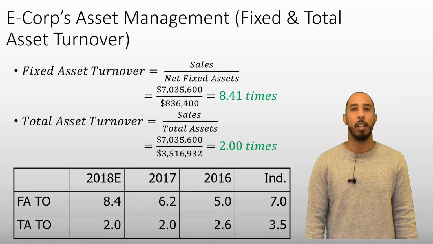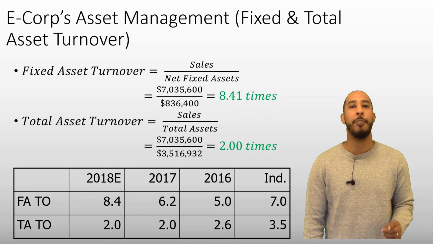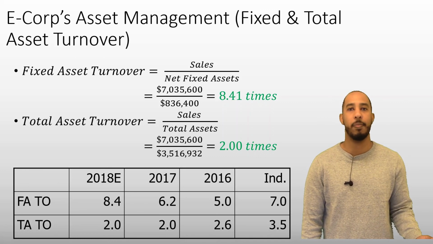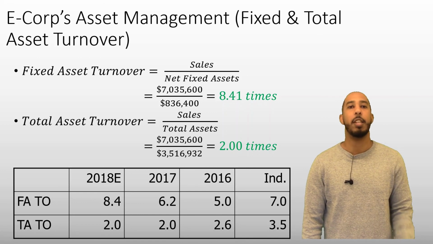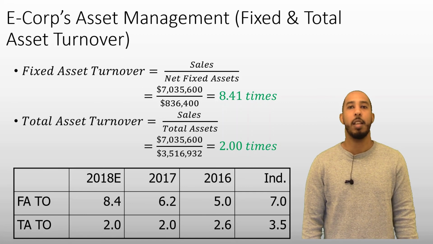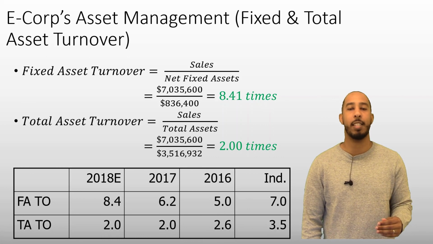Ask yourself this question: what does it mean if fixed asset turnover is improving, but total asset turnover is getting worse? Well, what's the only difference between the two ratios? The difference is total asset turnover includes current assets. So the fact that the ratios are moving in opposite directions suggests that efficiency in managing short-term assets, or our current assets, is the problem.